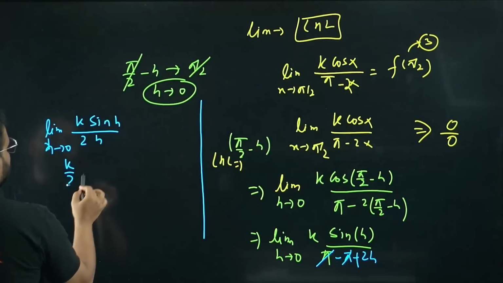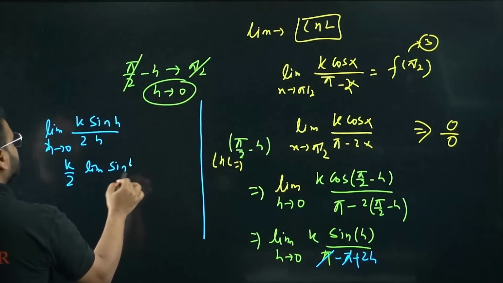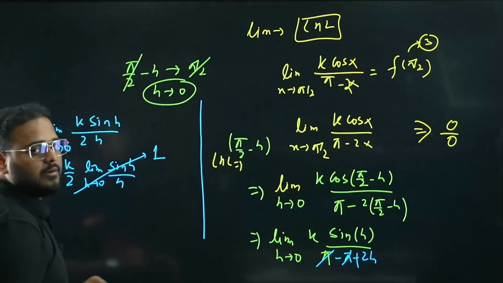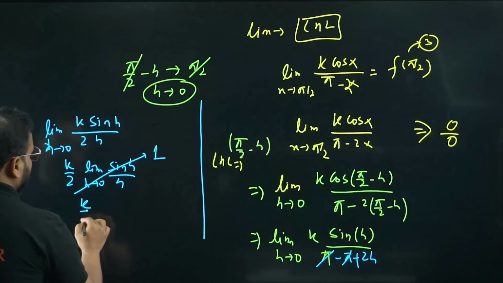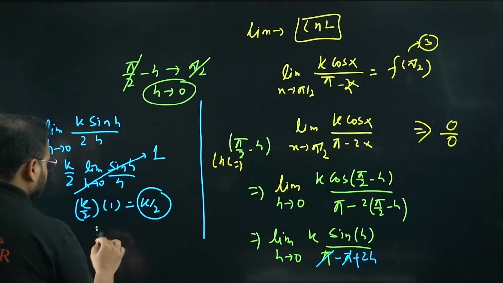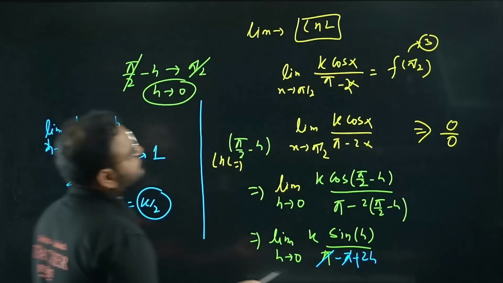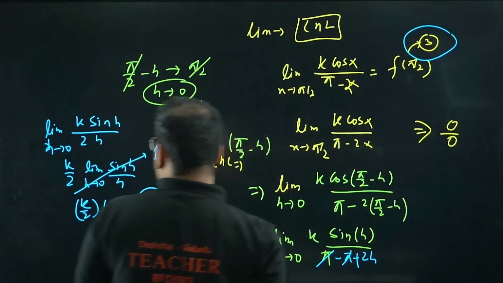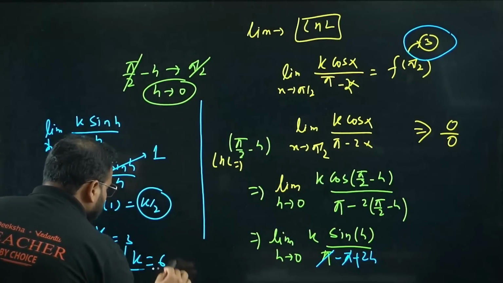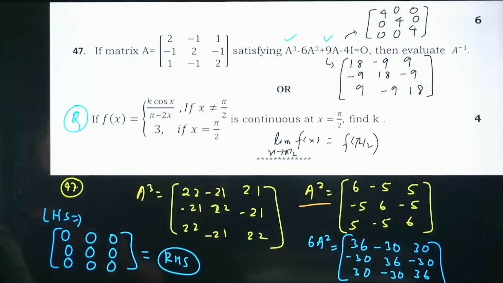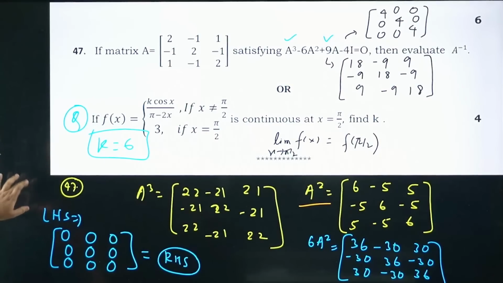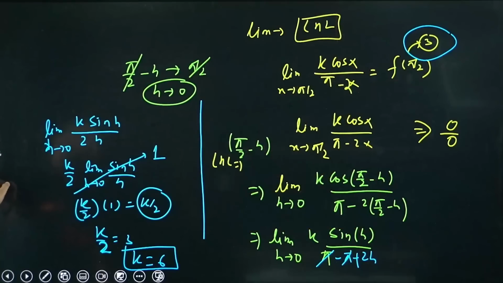So k by 2 is a constant outside. Limit of sine h upon h when h tends to 0 is 1. Standard formula, which we learnt in PU1. So k by 2 into 1 is k by 2 only. Now put this equal to 3: k by 2 equals 3. So I get the k value as 6. Please check. So the k value is coming as 6. Done. Have a look at the previous ones as well. This is a 4 marker.